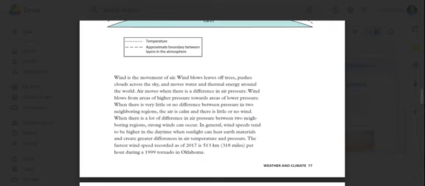When there is a lot of difference in air pressure between two neighboring regions, strong winds can occur. In general, wind speeds tend to be higher in the daytime when sunlight can heat Earth materials and create greater differences in air temperature and pressure. The fastest wind speed recorded as of 2017 is 318 miles per hour during a 1999 tornado in Oklahoma.